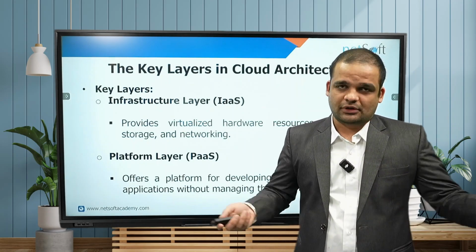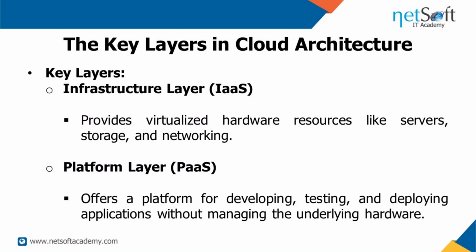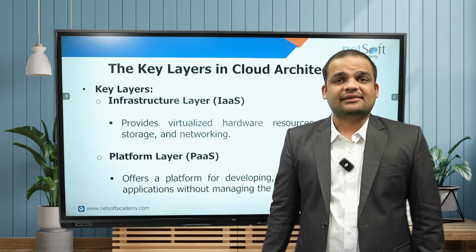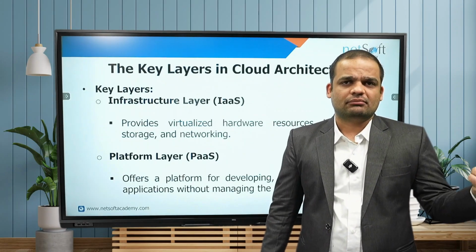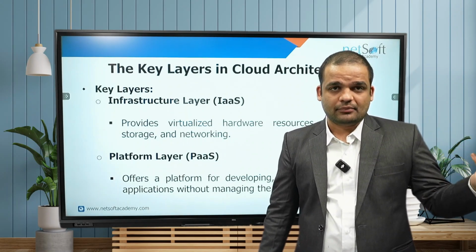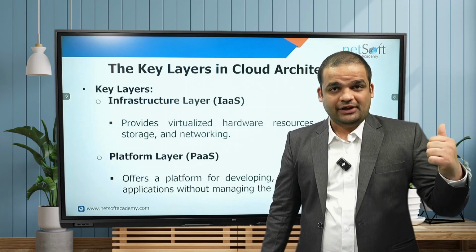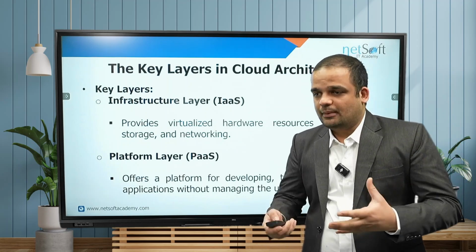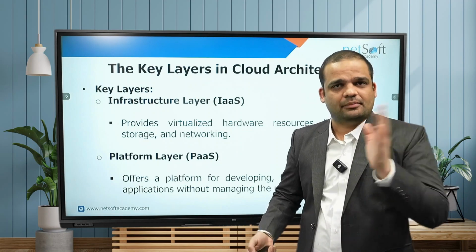The first one is obviously IaaS. We all know what Infrastructure as a Service means, so let's go through it. The Infrastructure as a Service layer provides the virtualized hardware resources needed to run applications and services in the cloud. This layer includes virtual machines, which provide an isolated environment to run software. This can be a dynamic application or a static application, doesn't matter.